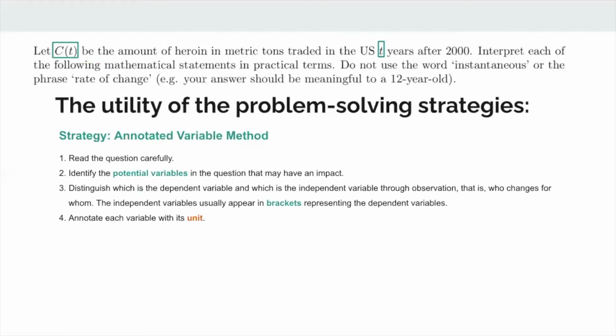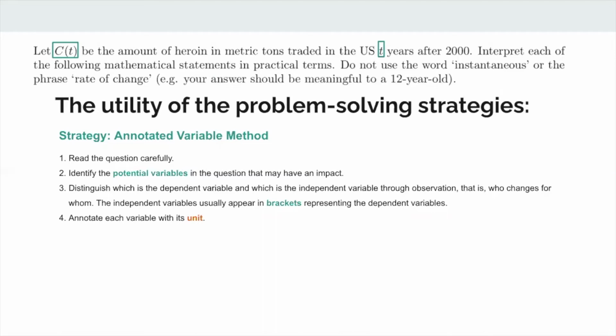The input usually appears in the brackets representing the output. So in this situation, T is included in C(T). So T is our independent variable and C is our dependent variable. And if the independent variable is not indicated in the brackets of the dependent variable, we can use the next step to help distinguish. The next step is to annotate each variable with its unit.